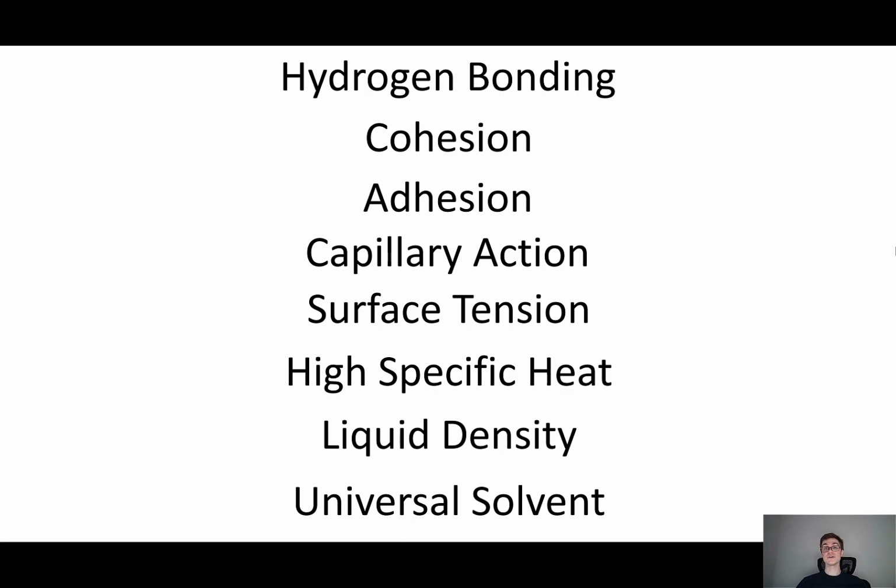It exhibits cohesion, meaning it sticks together. It exhibits adhesion, meaning it sticks to other things. It has capillary action, meaning it goes up little tubes. It has surface tension, meaning that the surface acts kind of like a solid jelly. It has a high specific heat, meaning that it's difficult to heat up or cool down. It has a high liquid density, so its liquid is denser than its solid. And it's a universal solvent, meaning that it dissolves a lot of things.